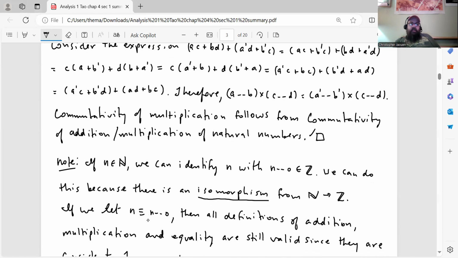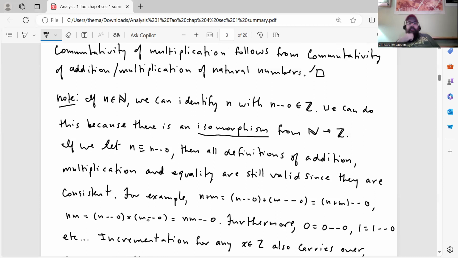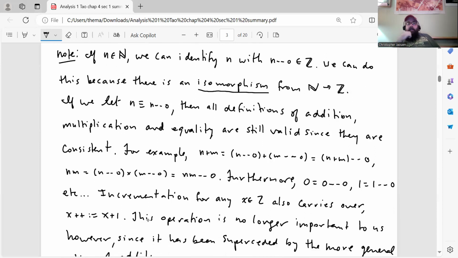He says after that, note, if n is a natural number, we can identify n with n—0 in Z. We can do this because there is an isomorphism from the natural numbers to the integers. If we let n be equal to the equivalence class n—0, then all definitions of addition, multiplication, and equality are still valid since they are consistent. For example, n plus m is equal to n—0 plus m—0, which is n+m—0. And a similar thing for multiplication.